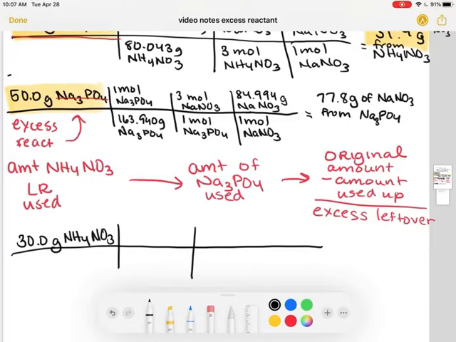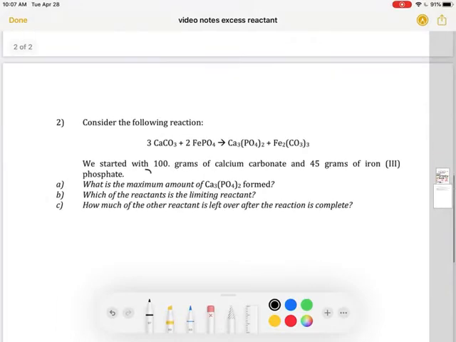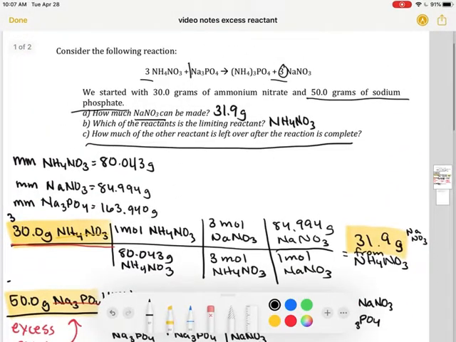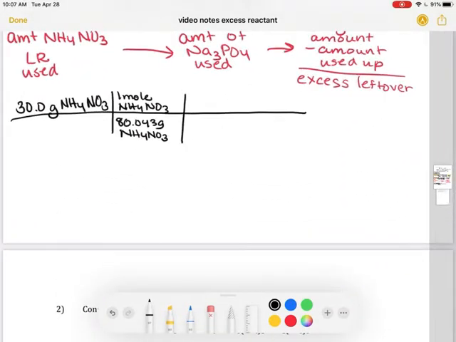So I'm going to get rid of grams. I'm going to put 80.043 grams NH4NO3 here, 1 mole. Then I'm going to look at their mole ratio. There are 3 ammonium nitrates for every 1 sodium phosphate. So there are 3 NH4NO3 moles for every 1 mole of sodium phosphate.